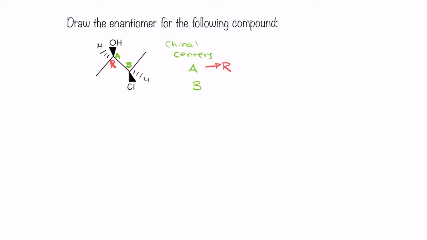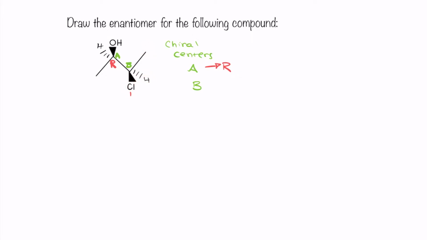Now let's try chiral center B. Chiral center B is attached to 4 different groups. But who's going to have priority? Is it going to be this chlorine, this hydrogen, this carbon, or this carbon? And so chlorine is going to take priority number 1 because it has an atomic mass of 35. Now, you don't need to freak out about these numbers, and you don't need to know the exact number, but you can recognize that a halogen like chlorine is going to be way heavier than a carbon or a hydrogen.